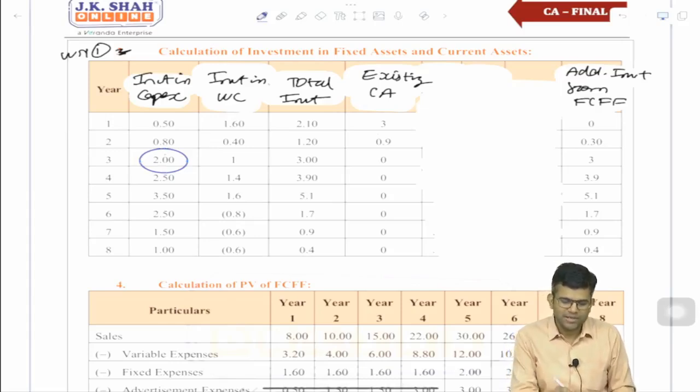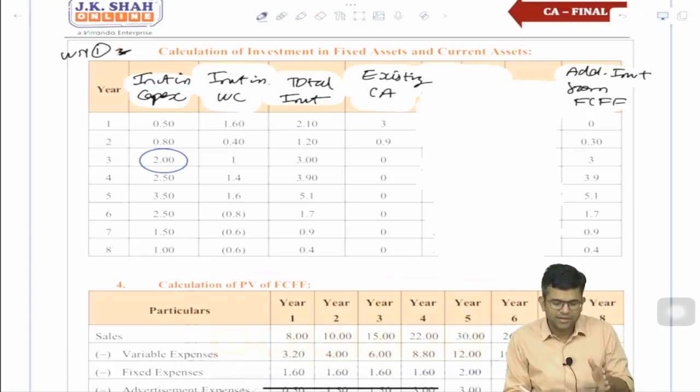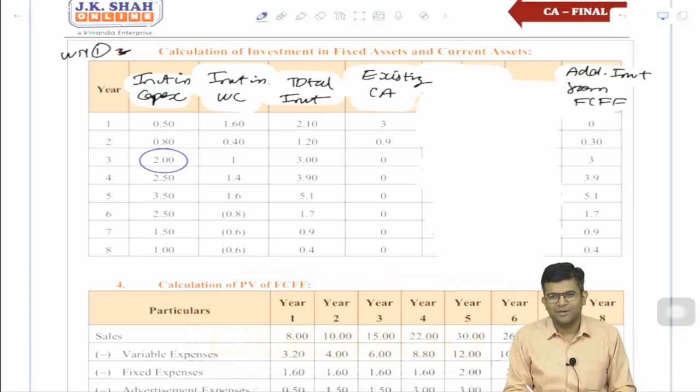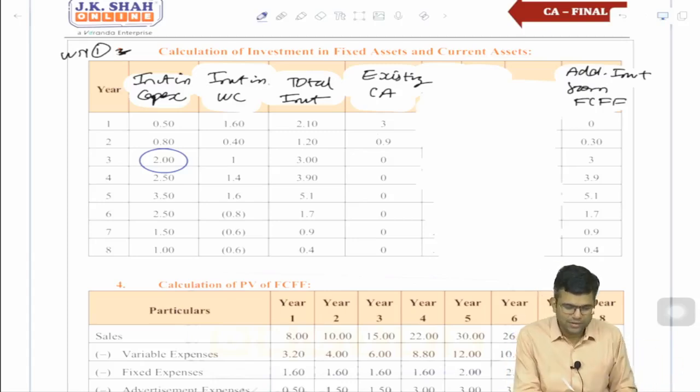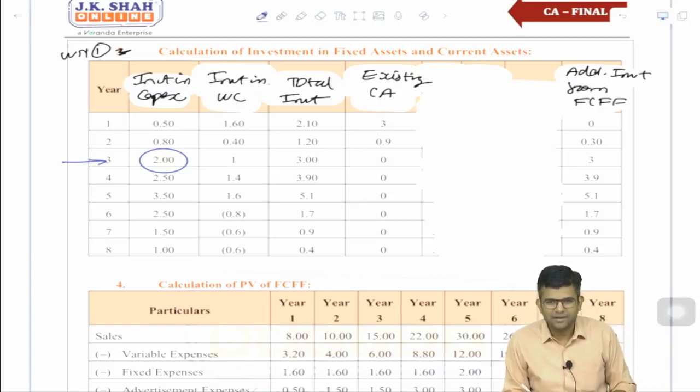Because I hope you realize if this is at the beginning of year 3, it is actually an end of year 2 cash flow, no? You're understanding? Beginning of year 3 is like end of year 2. But we are subtracting this from FCFF of year 3. FCFF of year 3 is happening at the end of year 3. So there is a timing gap. You are understanding? There is a mismatch.